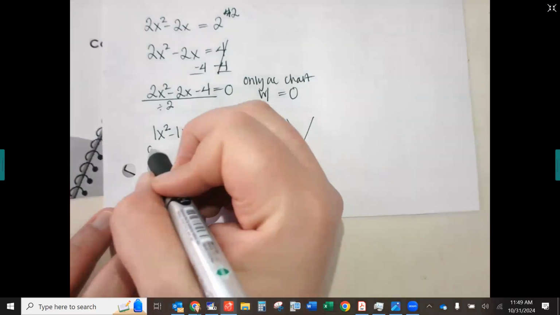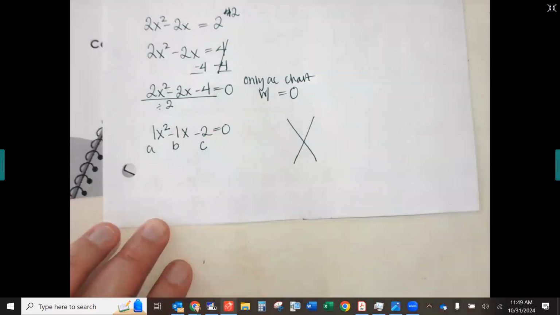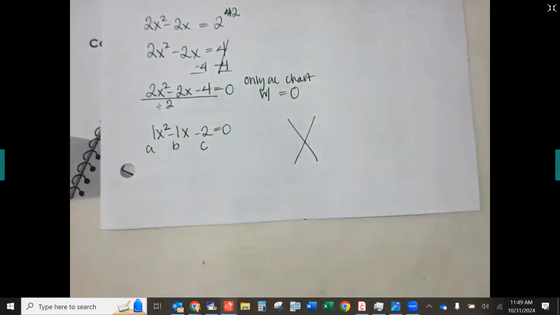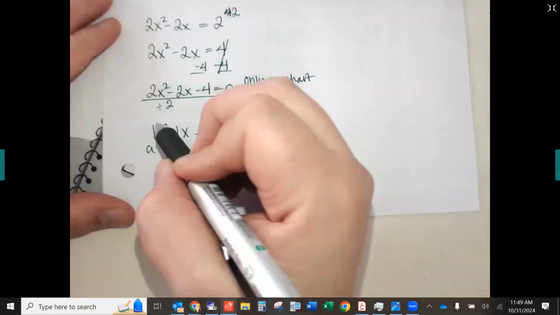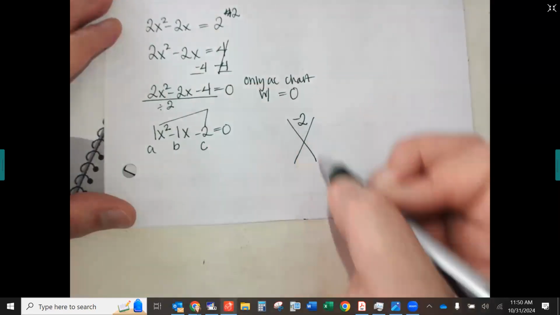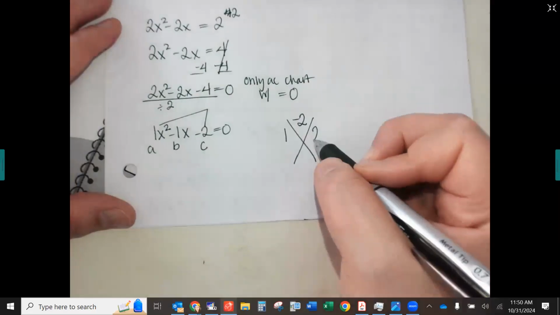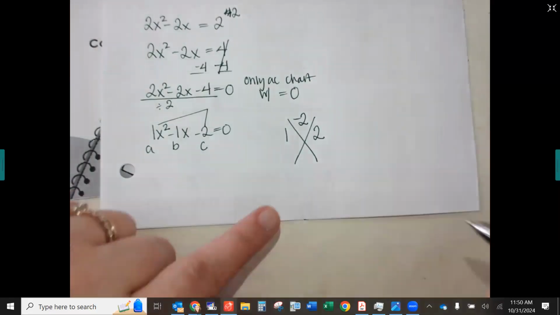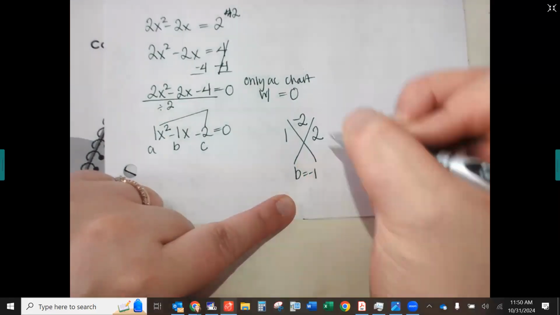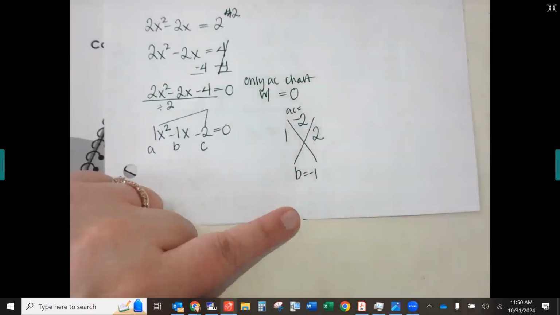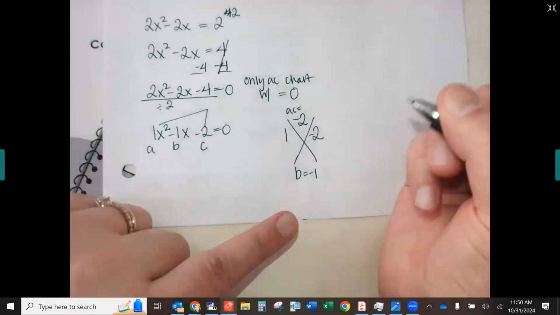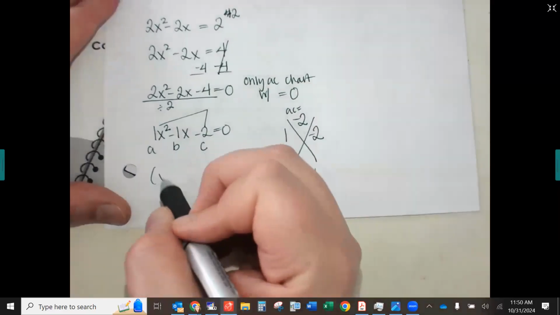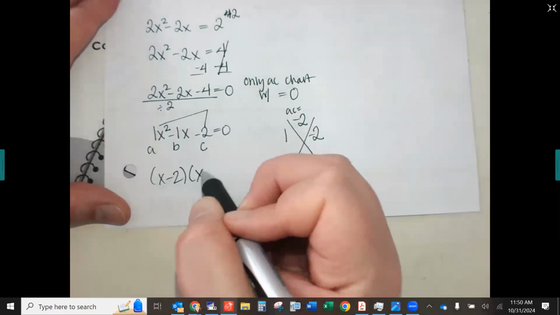ABC. A times C is 1 times -2, what's that? -2. Only way to times to 2 is 1 times 2, there aren't any other partners. What is my basement number that I'm trying to get? -1. So where will I put the negative if I want the 1 to come out negative? On the 2, very good. So it'll be x minus 2 and x plus 1.